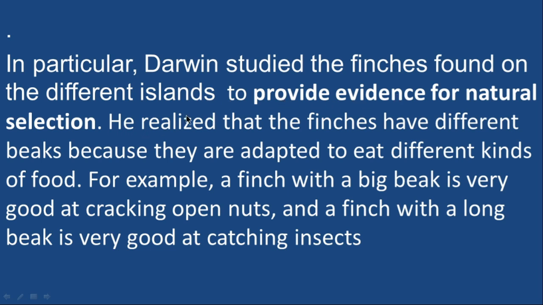So in order to find out the presence of natural selection, specifically he studied a type of birds called finches. Sometimes they are called Darwin's finch. Then he realized that the finches have different beaks because they are adapted to a different kinds of foods.